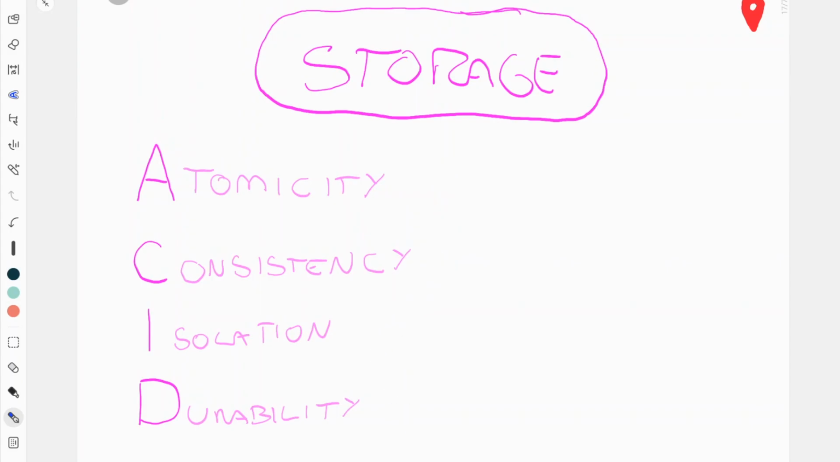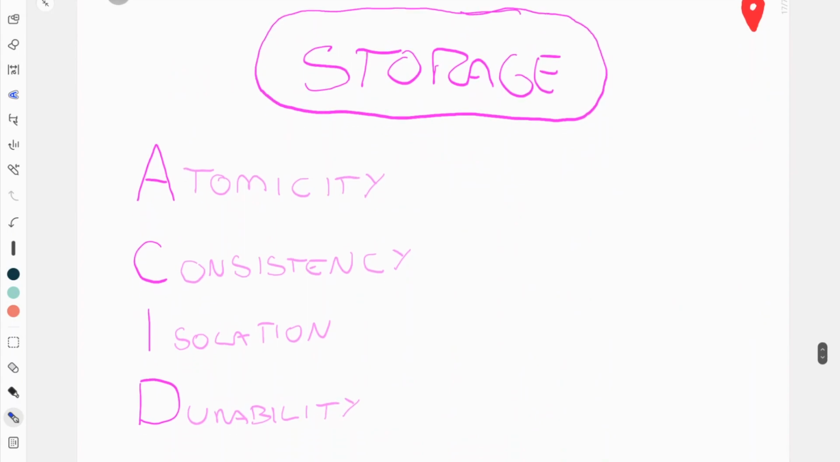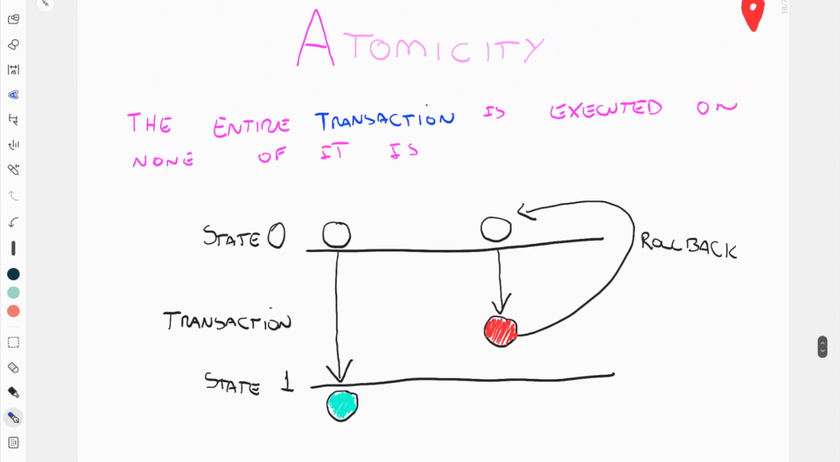I'm going to go through these concepts. They are very simple, but at the same time they can make a huge difference, because if you don't have them in your storage, you're very possibly going to have trouble later. So what is atomicity?